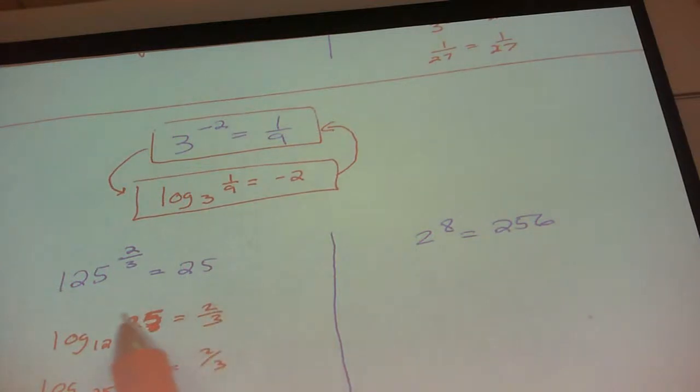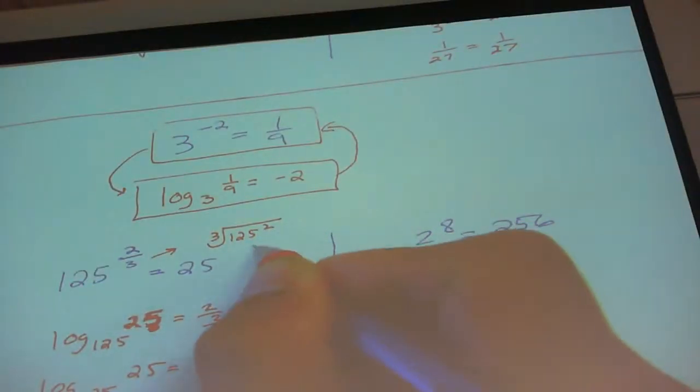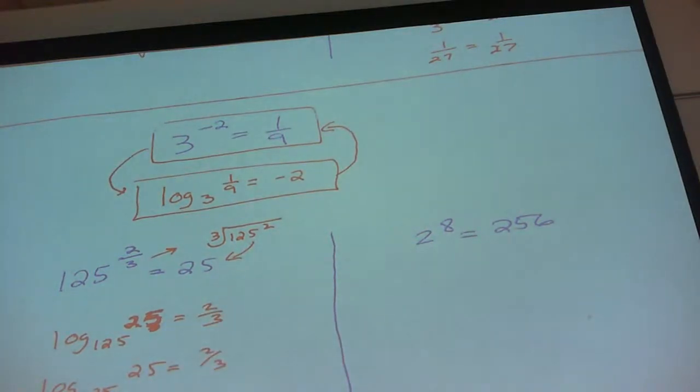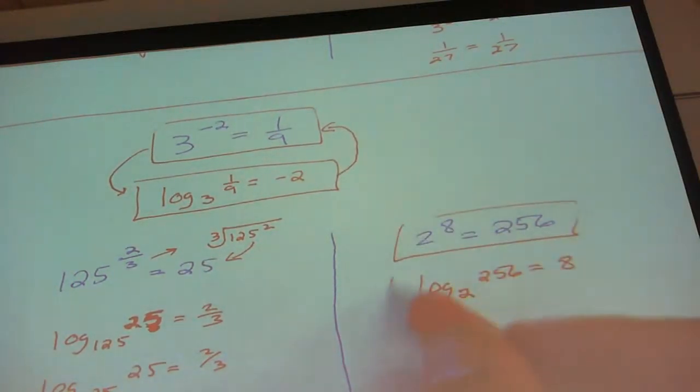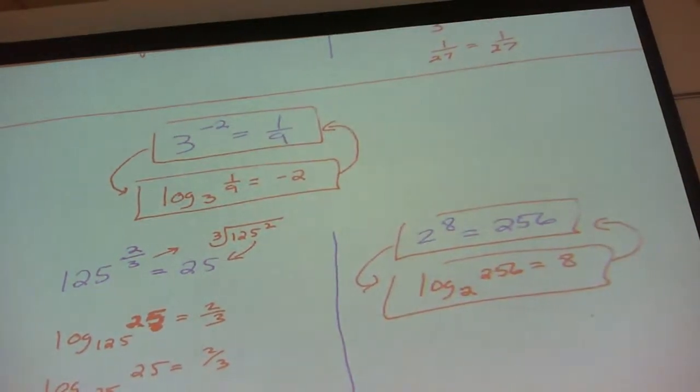Now, if you're wondering why 125 to the 2/3 equals 25, that's the same as the cube root of 125 squared, which does equal 25. Okay? The next one, log, what would the base be? 2. What number's on the inside? And what does it equal? Okay? If we can go from exponential to log, and from log back, we realize it's the same stuff. We okay? Questions?